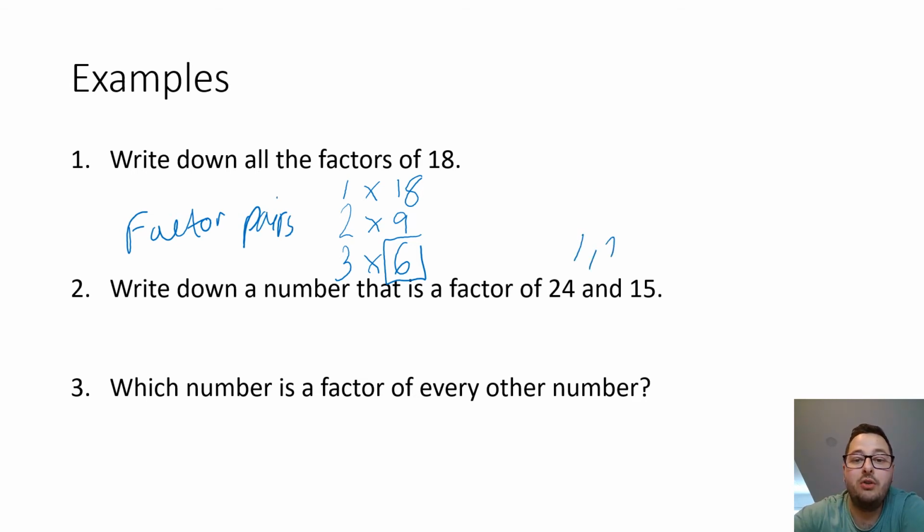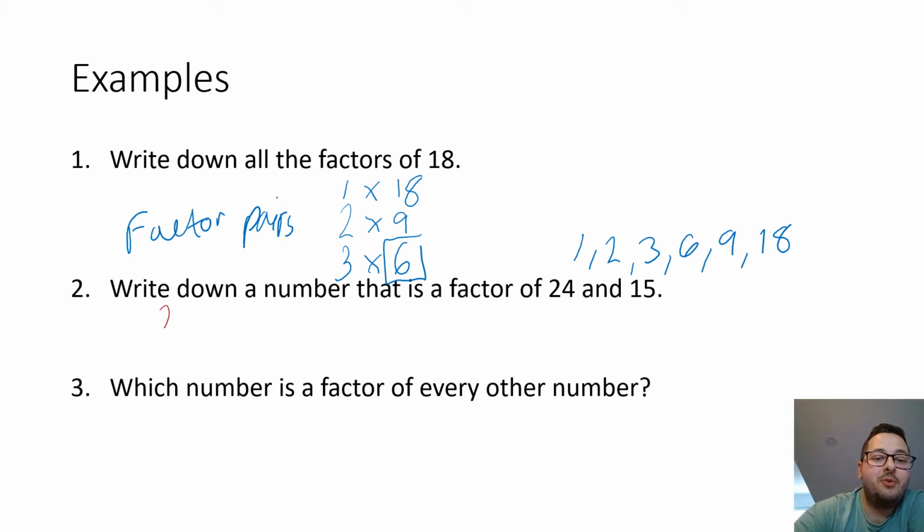So we've got 1, 2, 3, 6, 9, and 18. Those are all my factors of 18. Okay, number 2, write down a number that is a factor of 24 and 15. Okay, so I could write out my factors, I could just think about it, but let's write out the factors.